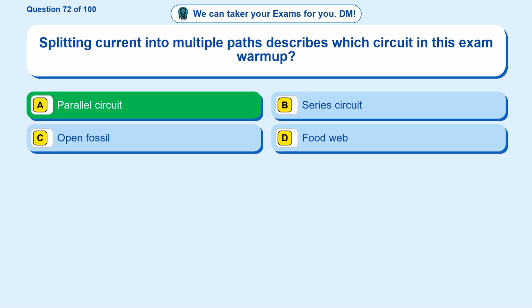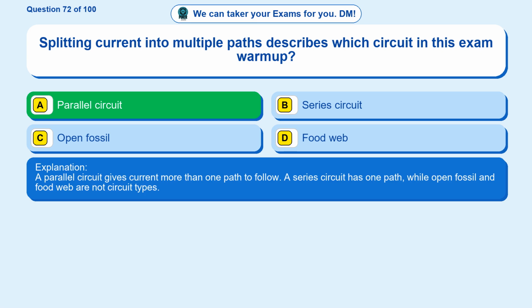Parallel circuit. A parallel circuit gives current more than one path to follow. A series circuit has one path, while open fossil and food web are not circuit types.